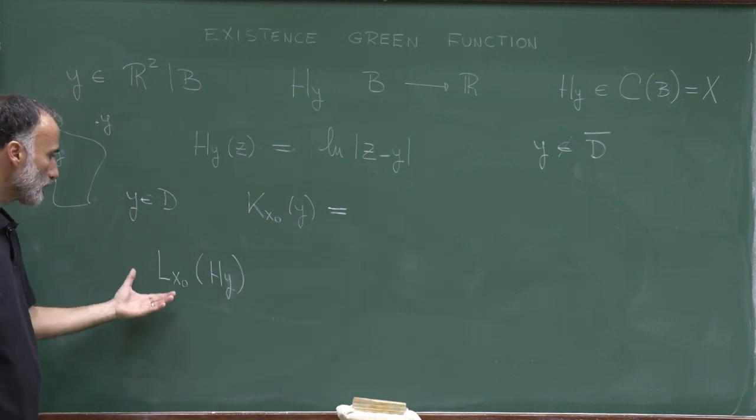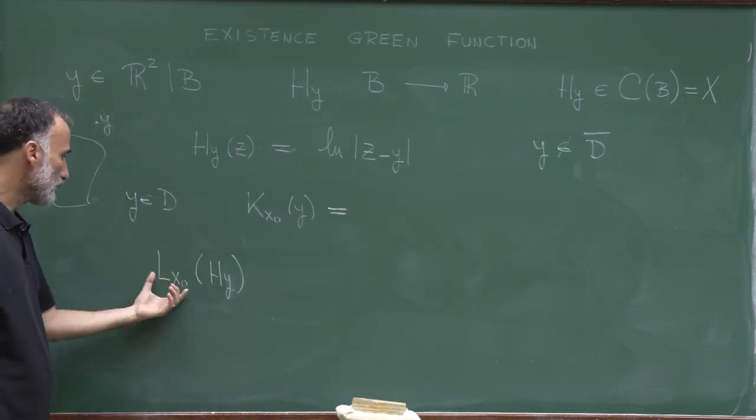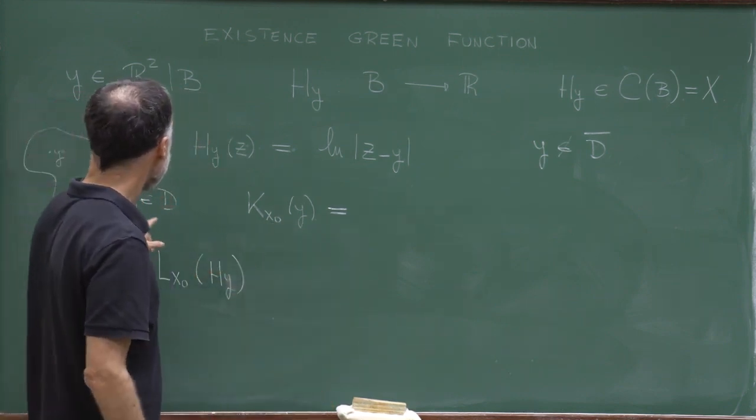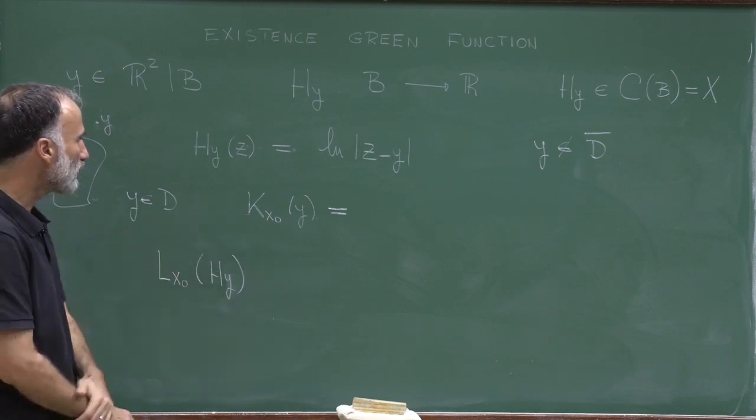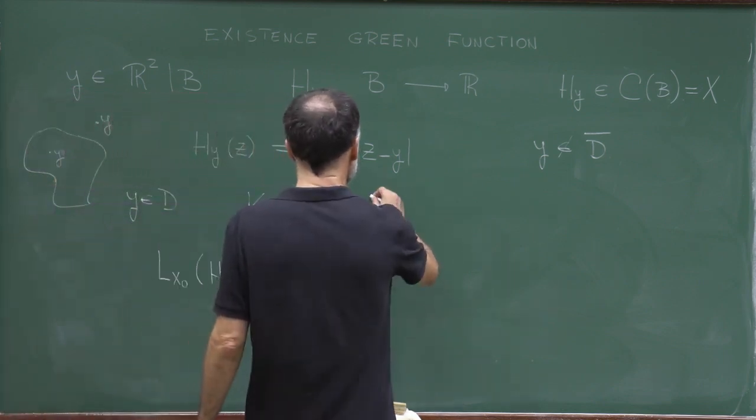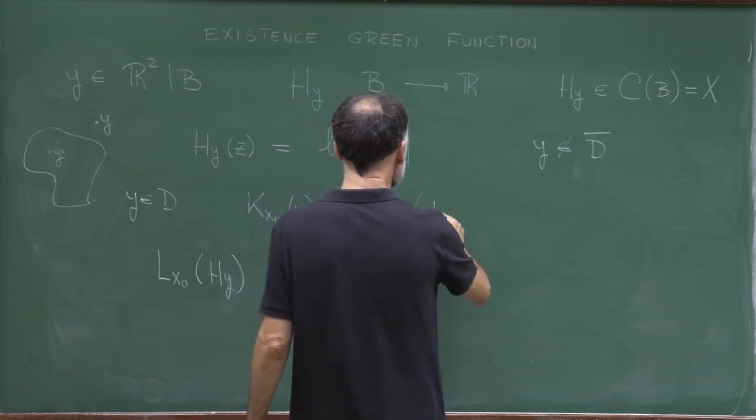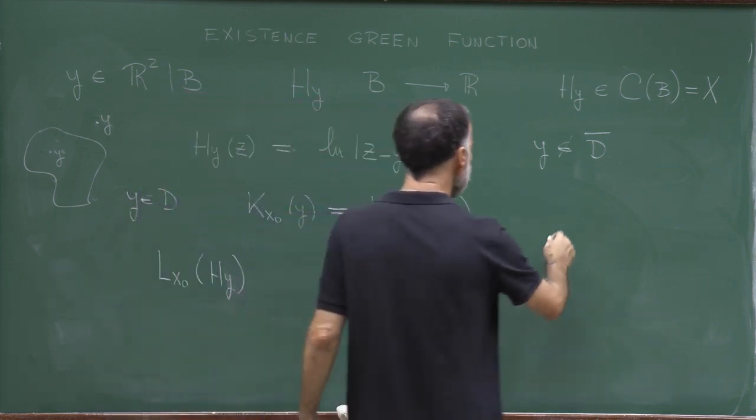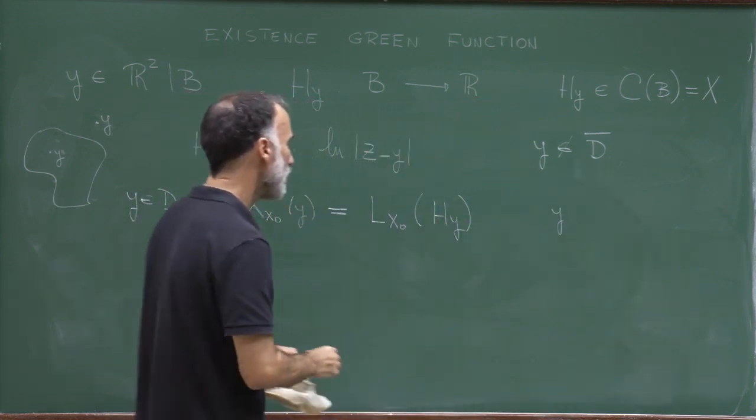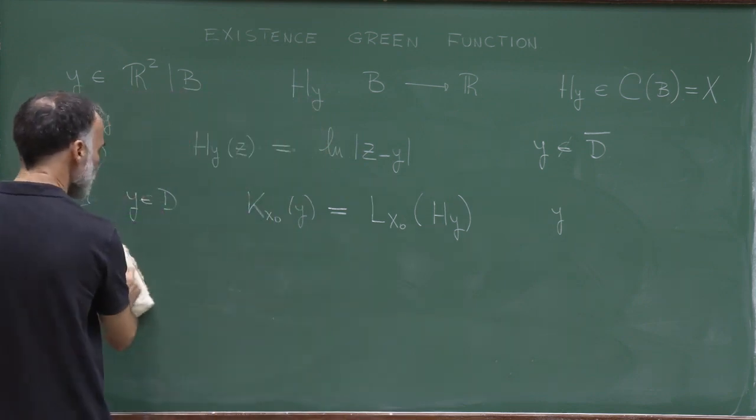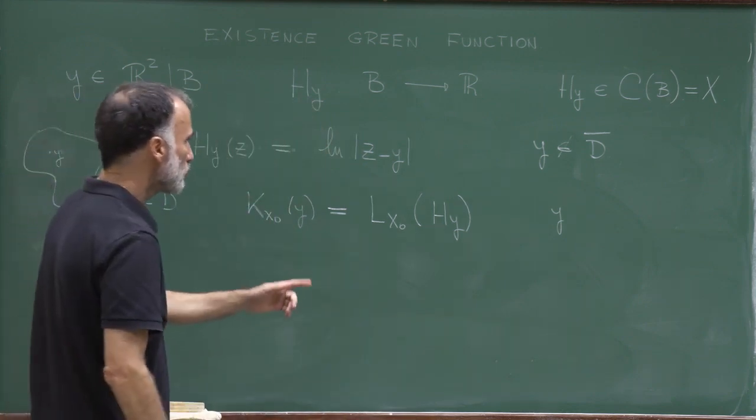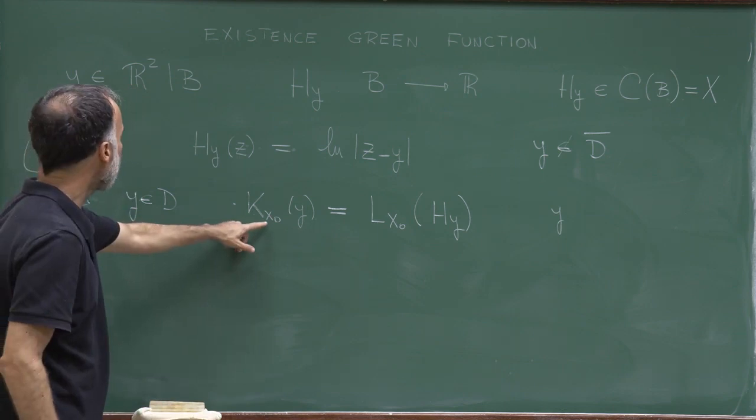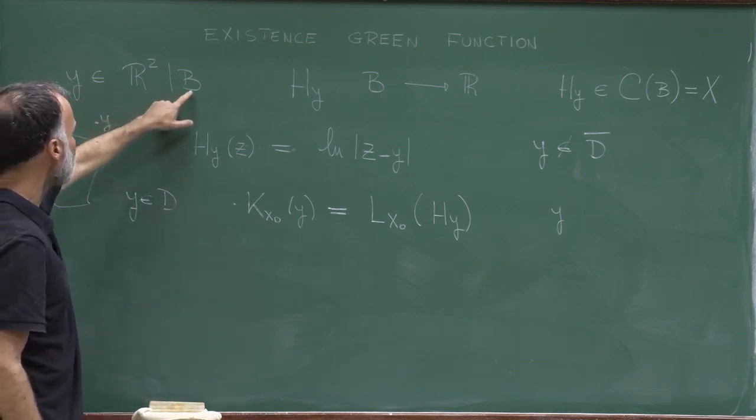We don't know exactly what it is, but the Hahn-Banach theorem guarantees that this bounded linear functional will exist, and therefore that this makes sense. And so for y in D, I will define k x0 as Lx0 of hy. So this is exactly the same definition I presented for y not belonging to the closure of D. So this defines k x0 everywhere but at the boundary.